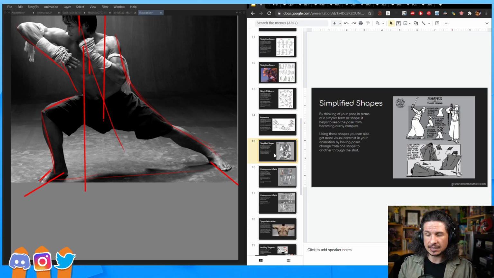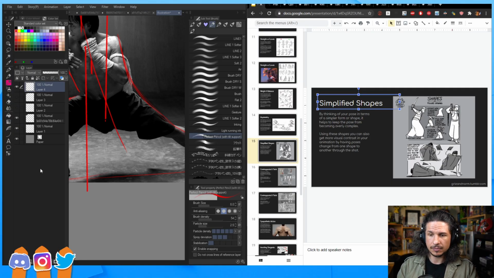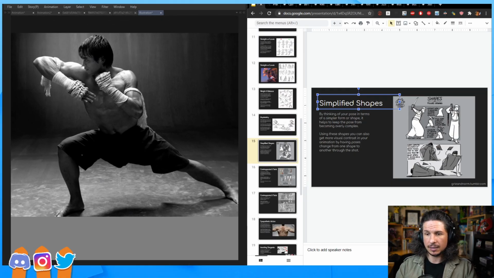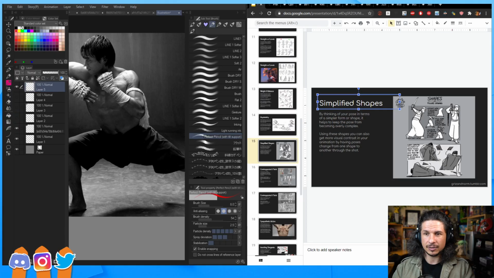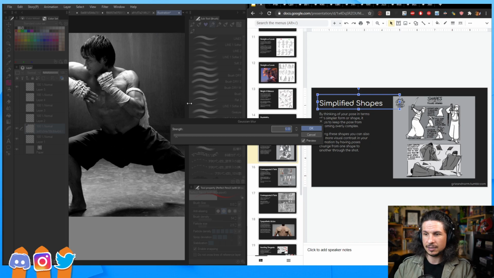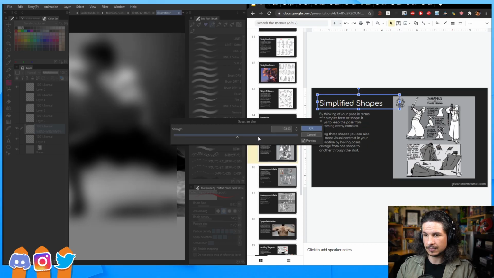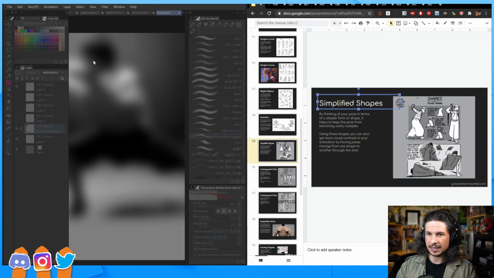Simplified forms. This is a good one to analyze, which is basically, how can we simplify this to its base forms? So in this case, if we squint, and this is where you can just take a step back and squint at it, or if you want to be really fancy, you could just add a blur filter. So for example, let's take this and I'm just going to go to blur and let's up that a huge amount. So we do something like that.